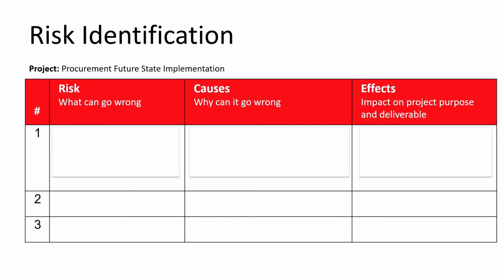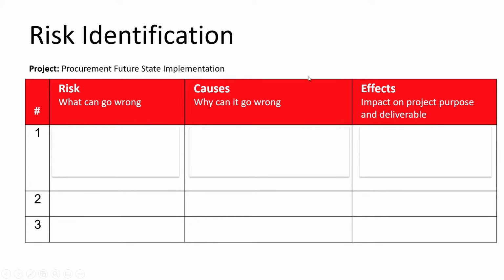Okay, so now let's actually go in and take a look at a risk identification table. So this is where you can start collecting all of your risks. For this project example that I want to give you, it was a procurement project, and we were implementing a future state that we all created collectively as a group. Now, I had quite a few risks on this project, but I just want to show you one example.